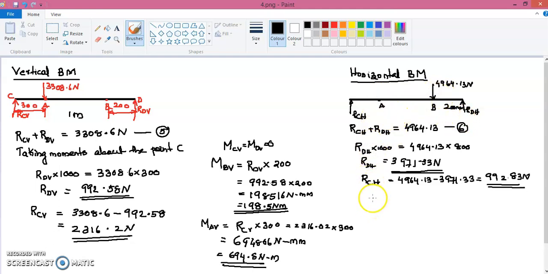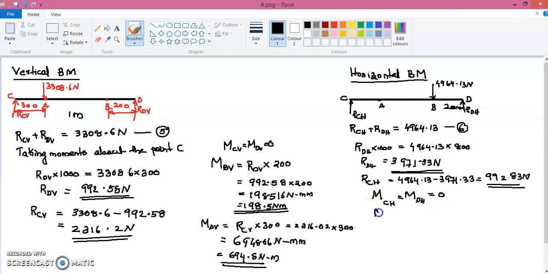So as I said earlier, the bending moment at the point C and at the point D, that is MCH is equal to MDH. The bending moment at the point C and D due to this horizontal force is equal to 0.